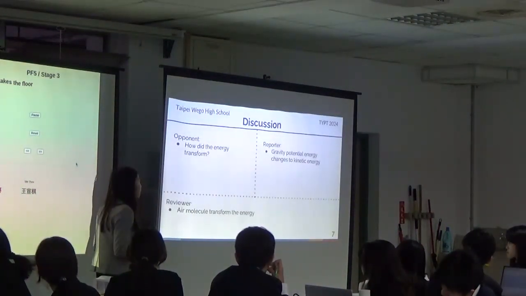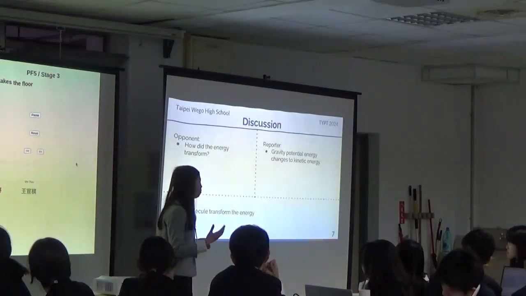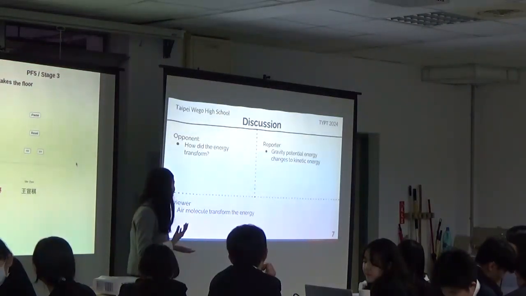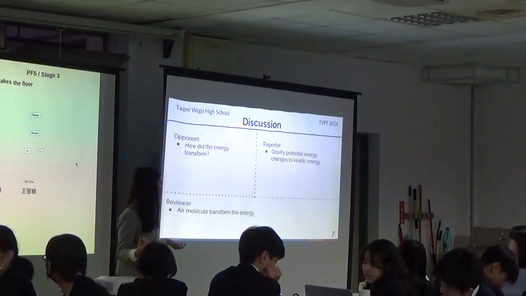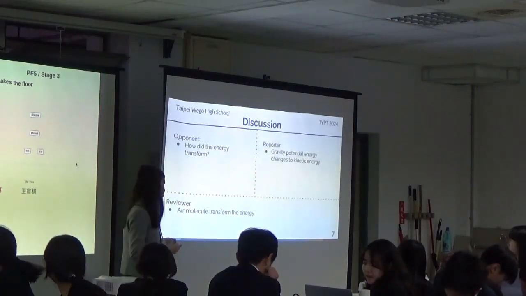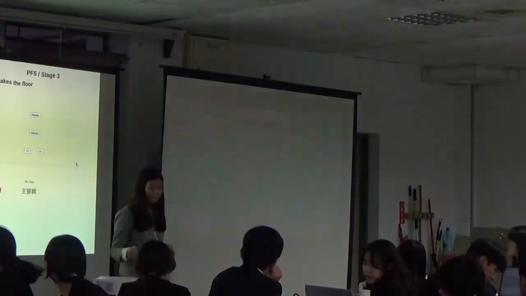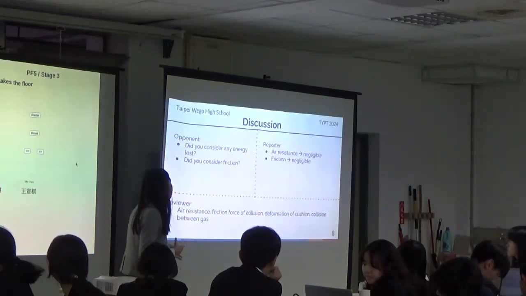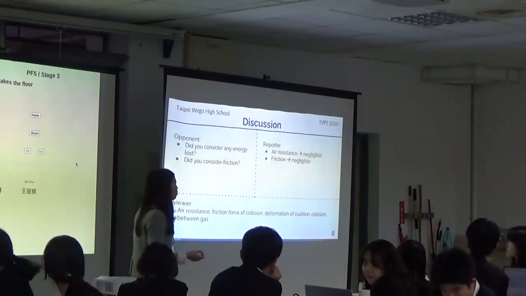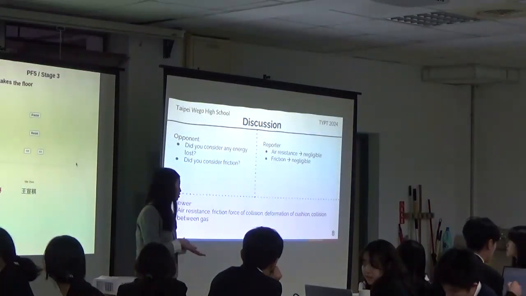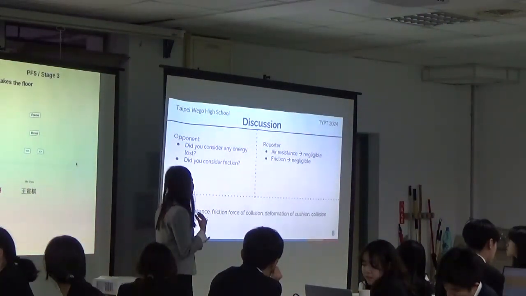And then the opponents asked, how did the energy transform? The reporter said that it is transformed because the gravity potential energy changes to kinetic energy. And we think that the air molecules will transform the energy. Then the opponent asked, did you consider any energy loss? And did you consider frictions? The report says that air resistance and friction are negligible.